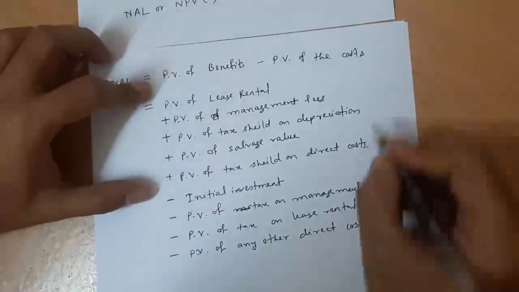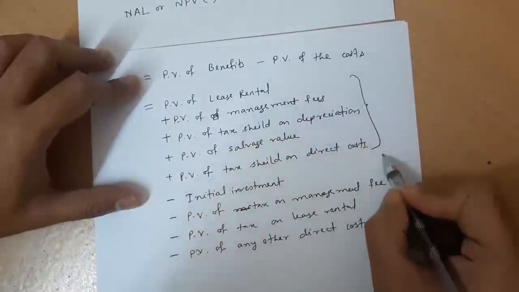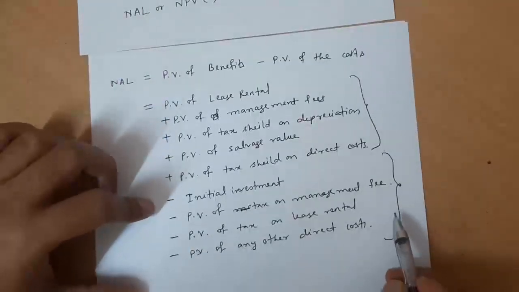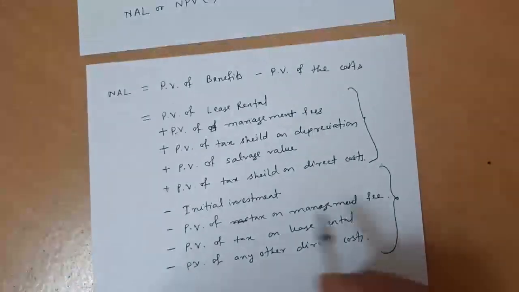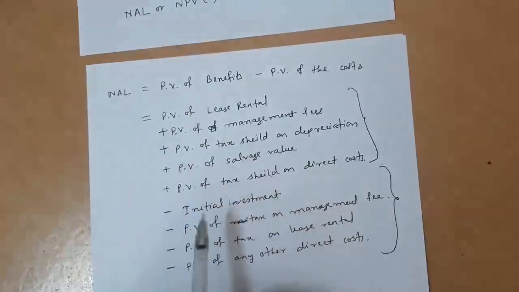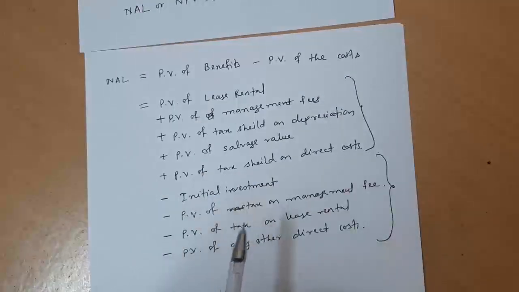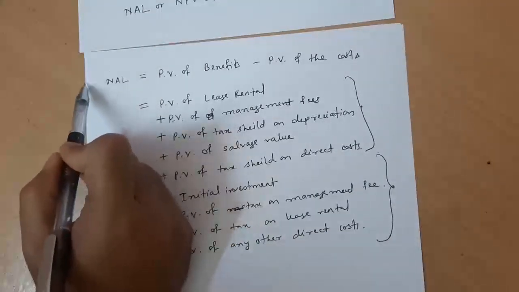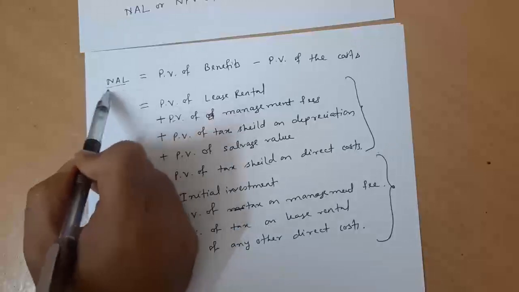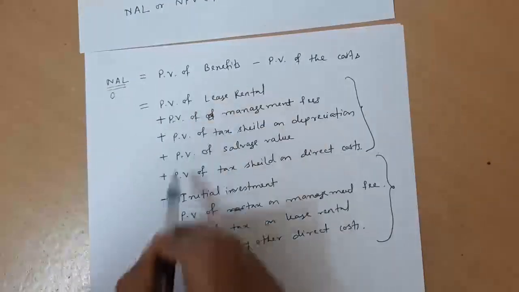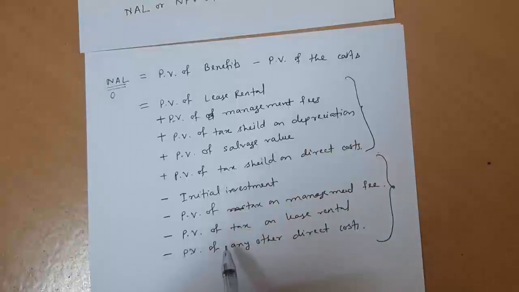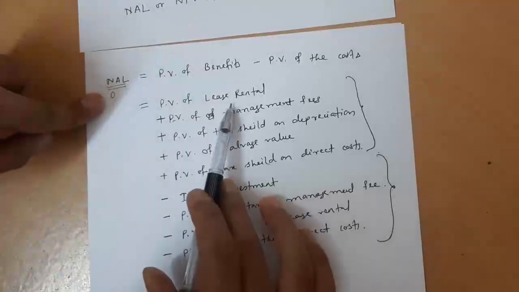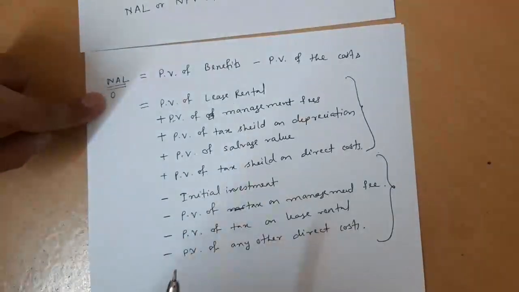So these are the benefits and these are the costs. The sum total of the present value of the benefits minus the sum total of the present value of the costs gives the net advantage of leasing. If you want to find the break-even lease rental, instead of this net advantage of leasing you just put 0 here. If you put it as 0, then this is the condition for break-even lease rental. Whenever you make it 0 and put in all the values, you will get the amount of lease rental. That lease rental is the break-even lease rental.